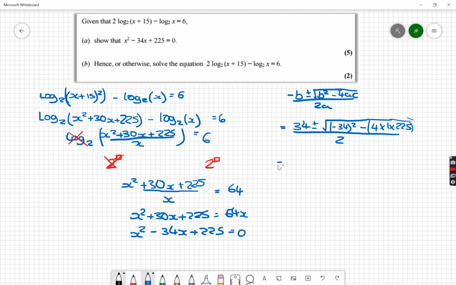You can put that through your calculators, and the two answers you should get out are x equals 25 and x equals 9. Just double check that both of them will work. Well, if we go back to the question, both of them would work and give us a positive answer, so I'm happy with both of those as final answers.